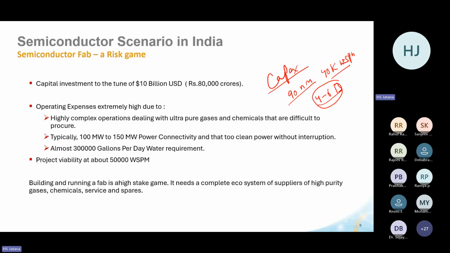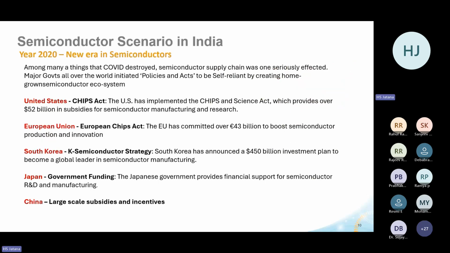So all these things, and besides this, we know we don't have good trained manpower in running these facilities, in the process side also. And nowadays, since that COVID era, there was disruption in supply of semiconductor devices. So all countries have started focusing on this particular area.